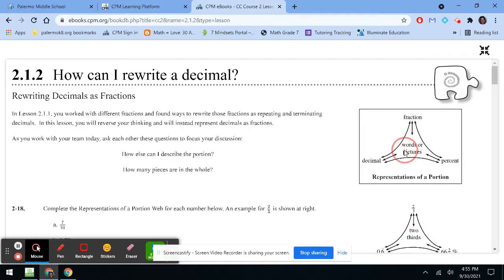Now, one of the things that's important with a representation of a portion, fiddlesticks, is that you have to put the words, so you put it in word form or pictures in the center. I just wanted to remind you of what these parts are. In the last problem, we went from a fraction right here to a decimal. But now we're going to go the other direction. We're going to go this way instead. Actually, we're going to kind of do all of them. But here we go.